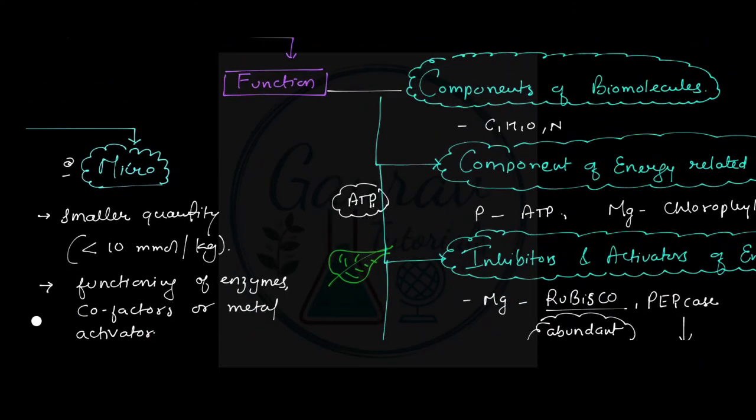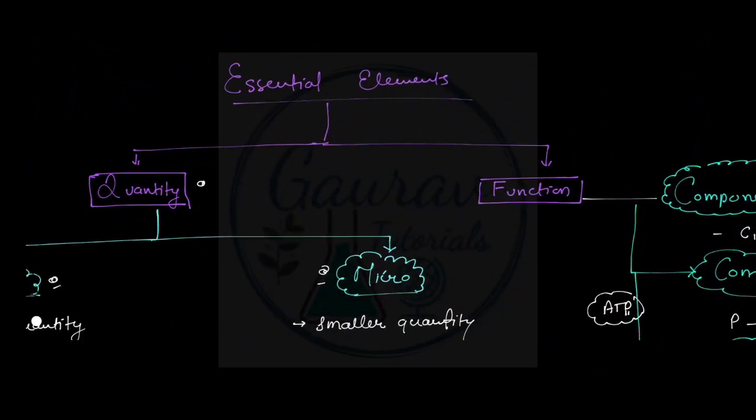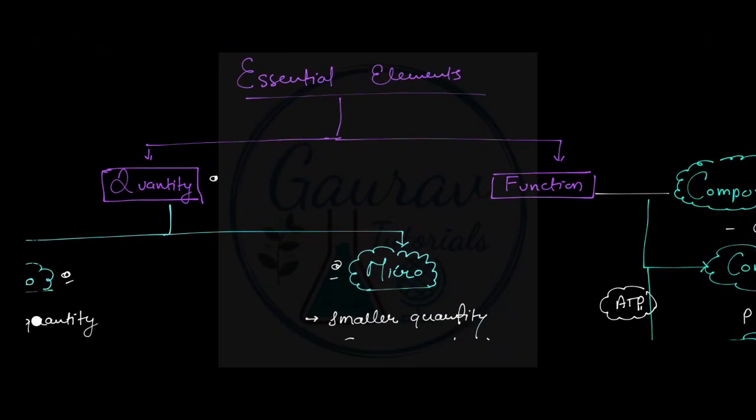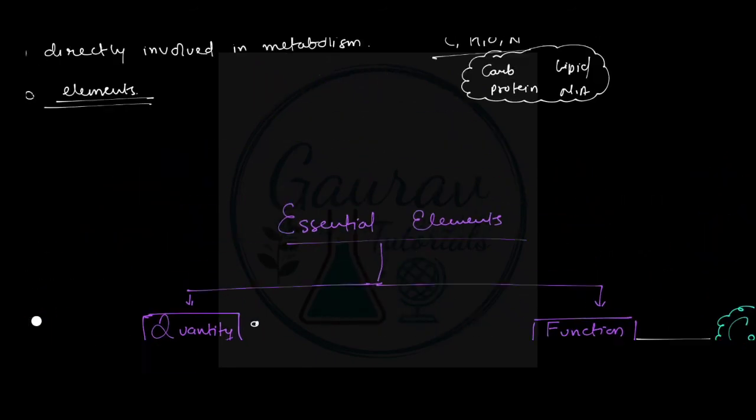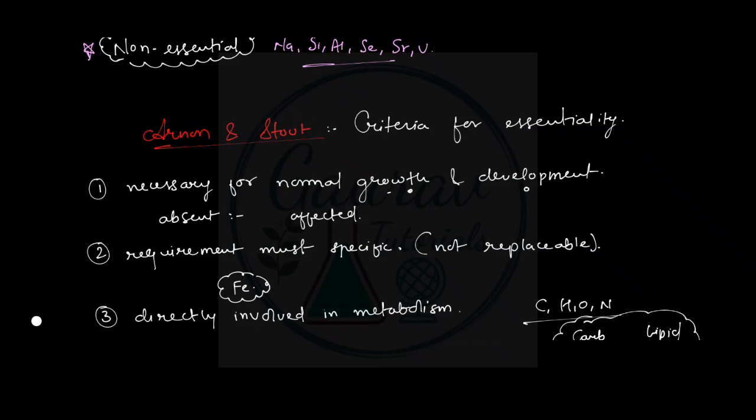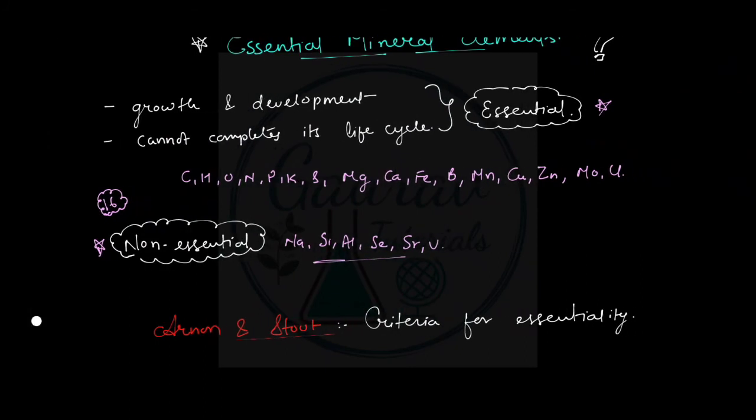We had a brief discussion on essential elements and their grouping on the basis of quantity and the function they play. Then we also had an understanding of the criteria for essentiality, and we discussed the fact that there are essential and non-essential elements. So from here on, we'll be continuing with the major role of the nutrients, and all that would be discussed in the next class.